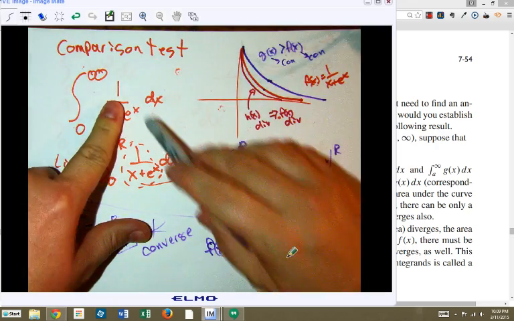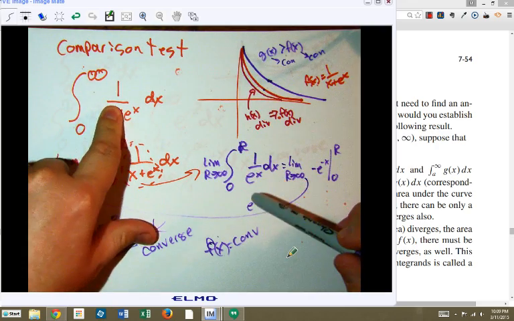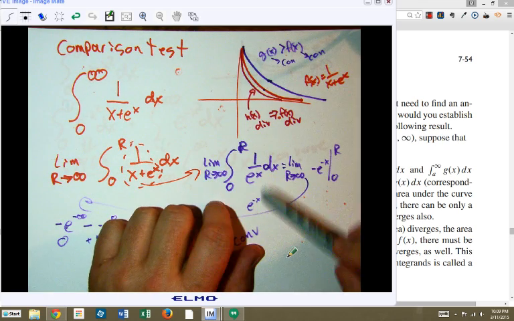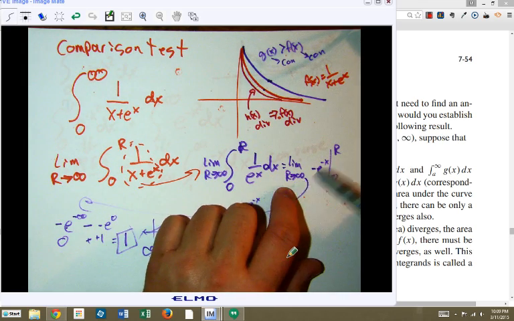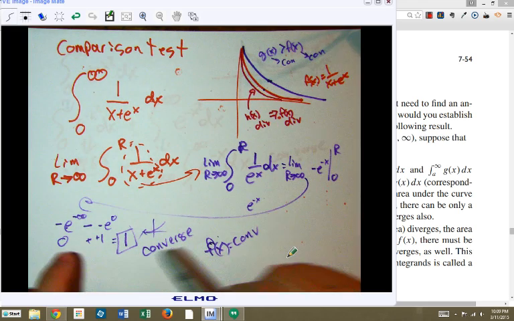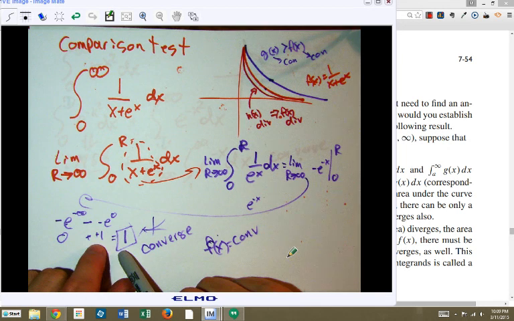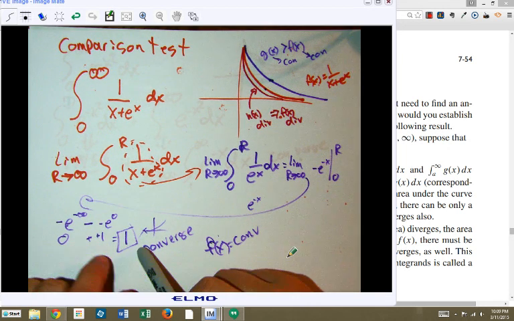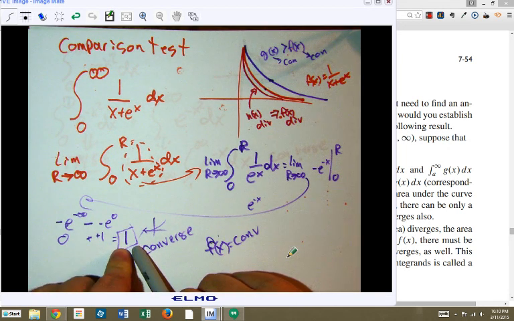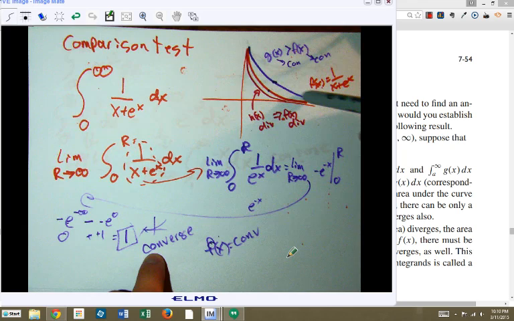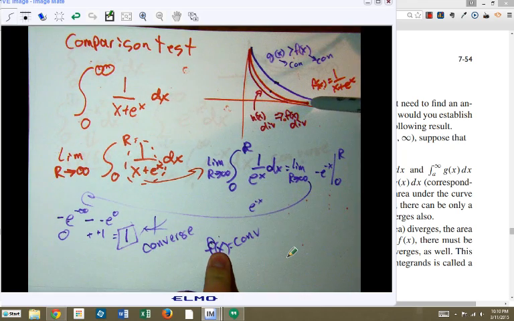So if I replace this function with 1 over e to the x, I integrate using my limits, and I do the integration, plug it in. I come up with 0 plus -1, or 0 minus -1, which is +1. That is clearly a finite integral, and that clearly converges. So if the bigger graph converges, then f of x must also converge.